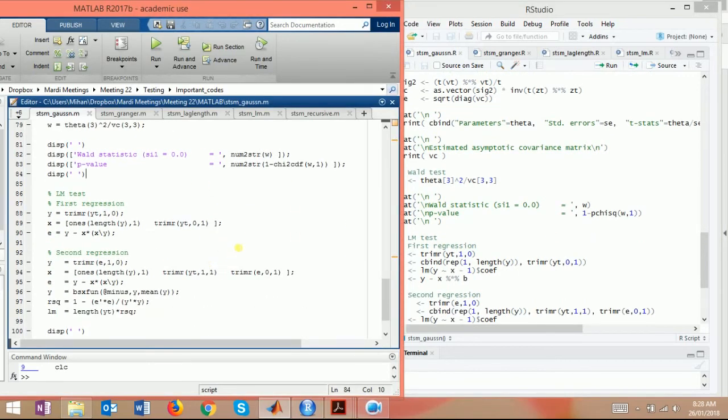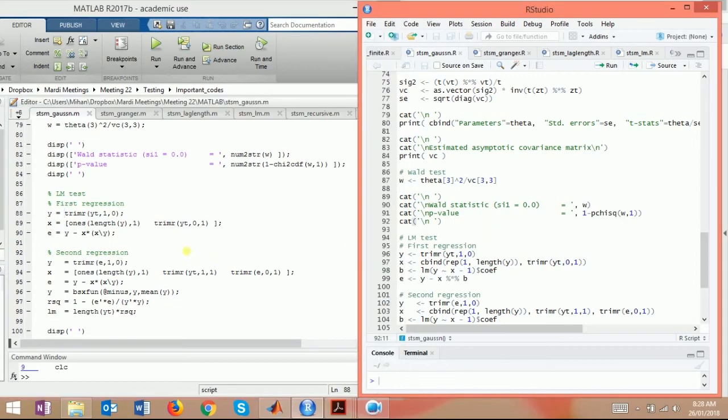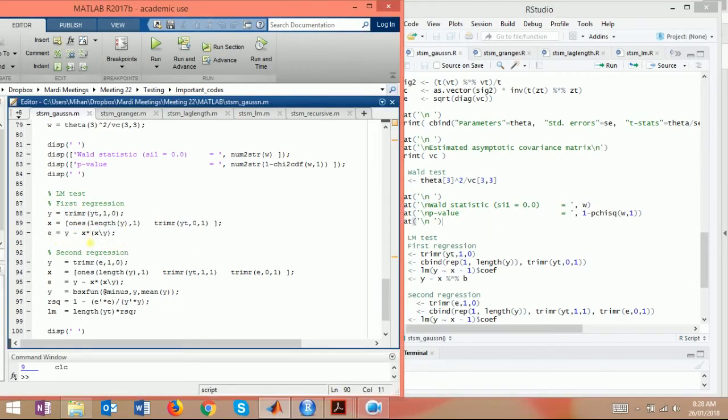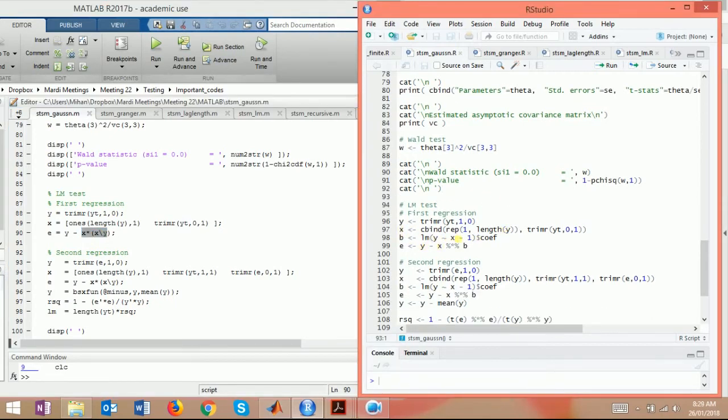LM test. Now, this is a two-step regression LM test. First, we need to find the residual by regressing y on x. In the first one, we represent our residual with y minus x multiplied by the regression coefficient. So first we do this regression, the first regression of y on x. So y on x with a column bind, replicate 1, length of y, y t minus 1, and take the residual.